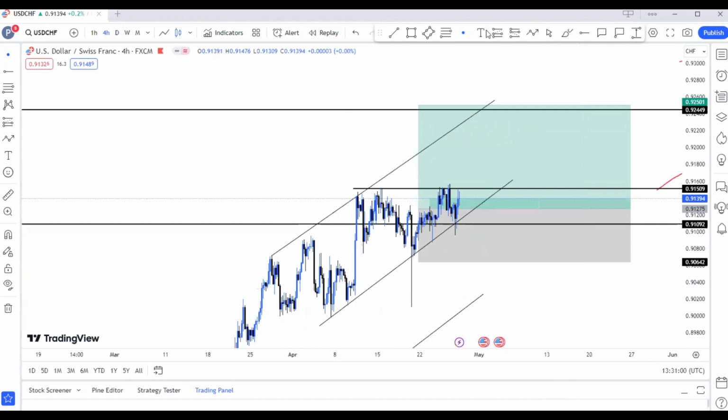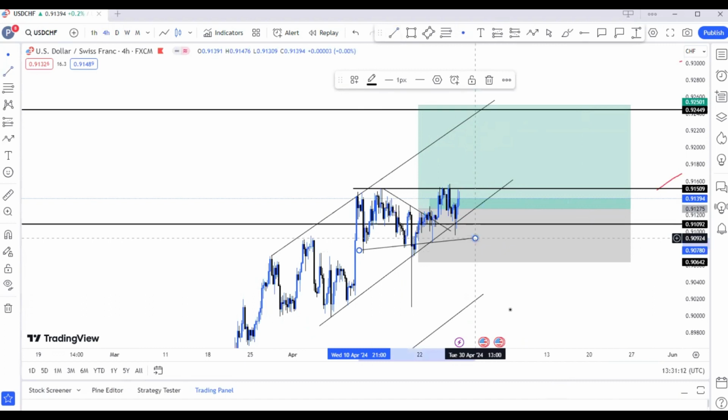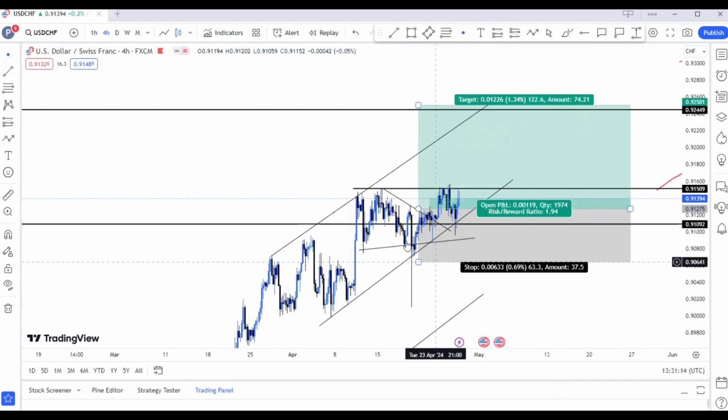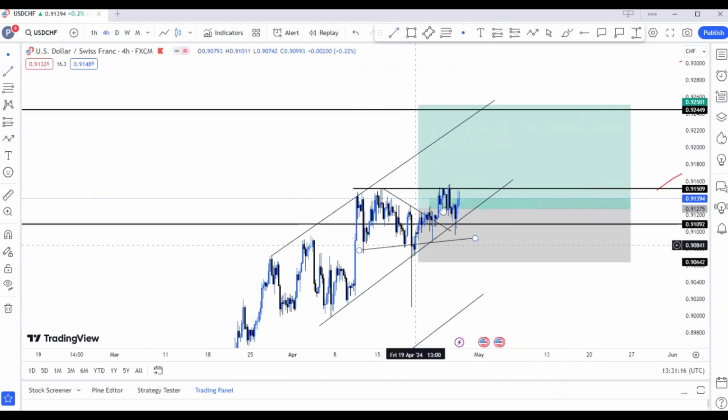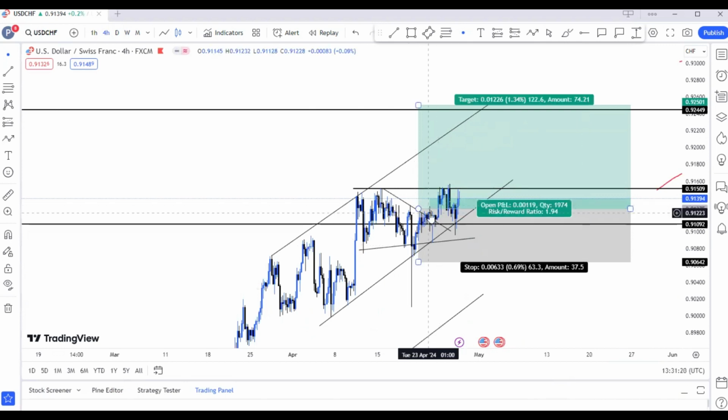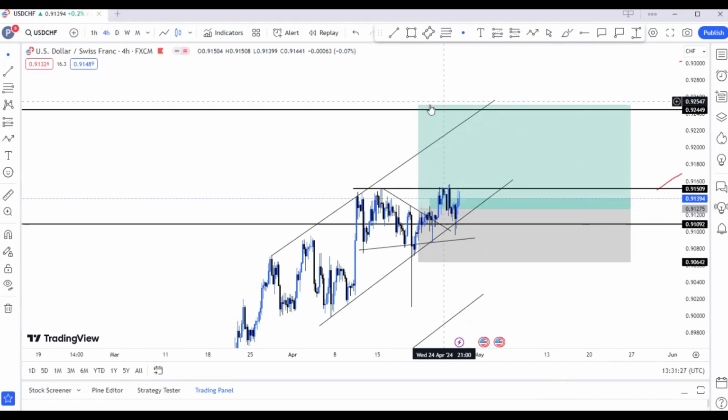I spotted a descending triangle pattern here, something like this. I was also seeing a kind of double bottom here. So at the break of this, there was a 4-hour candle that closed very well here. So this is where I entered this trade, and my stop loss is below here. I'm targeting the next resistance.